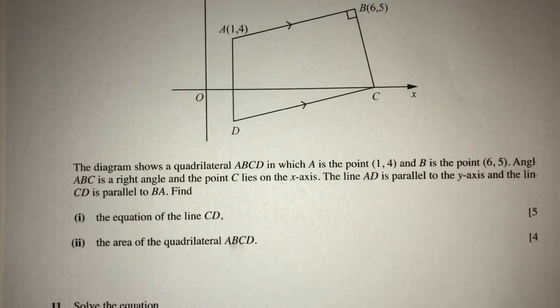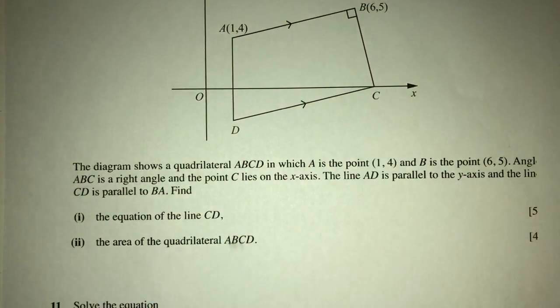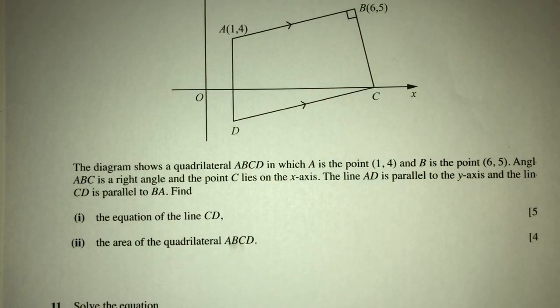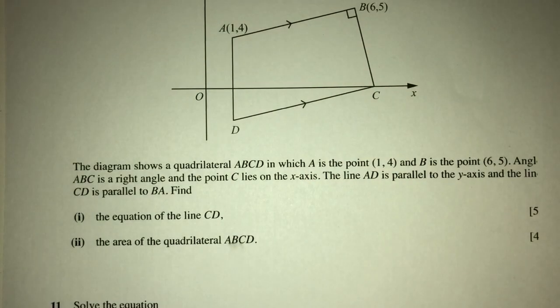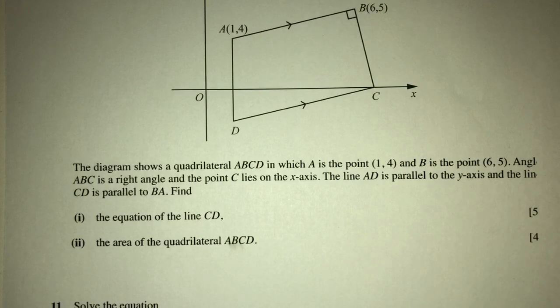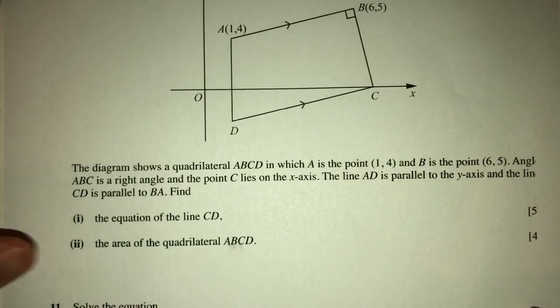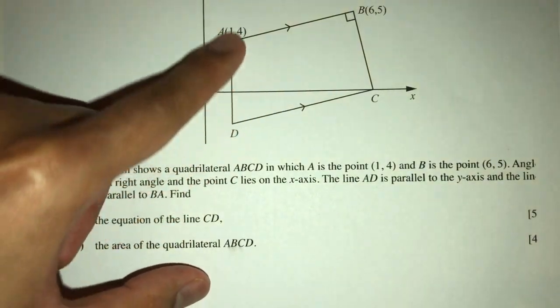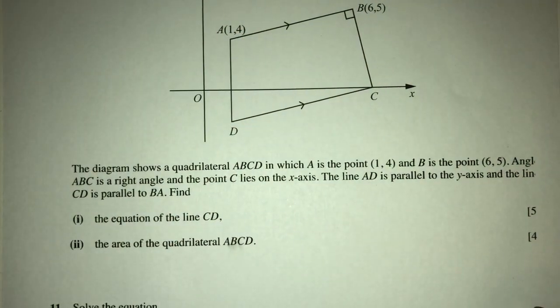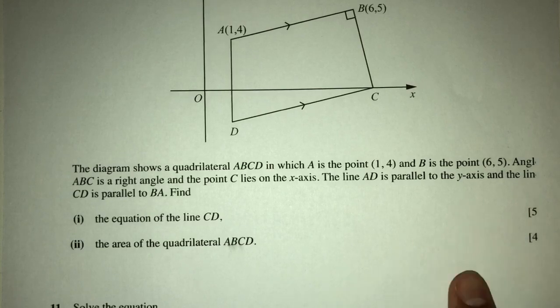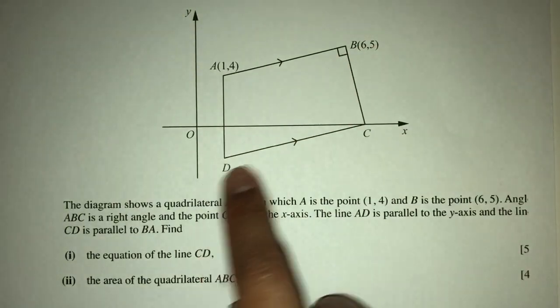The diagram shows a quad ABCD in which A is the point (1, 4) and B is the point (6, 5), as you can see here on the diagram. Now, angle ABC is a right angle and the point C lies on the x-axis, as you can see again on the diagram. The line AD is parallel to the y-axis, and the line CD is parallel to BA. So these two are parallel to each other.